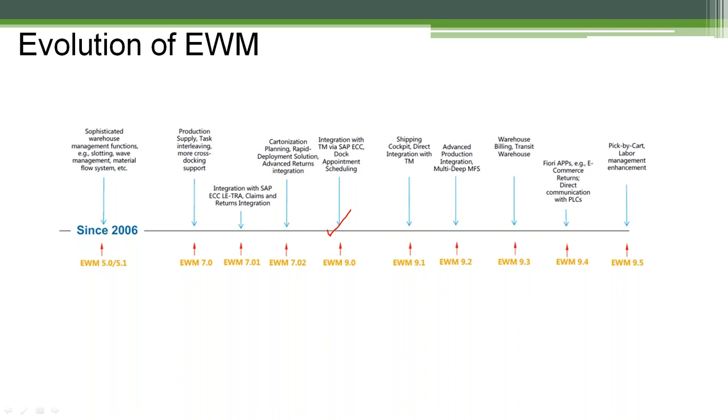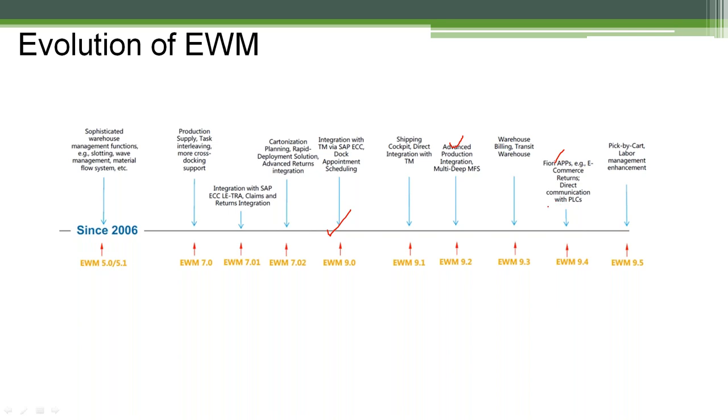SAP then gave us major changes in EWM, where it brought a functionality called advanced production integration, where supplying to production and receiving from production was simplified, and a lot more possibilities were provided to supply the products more efficiently to a production area. Then there were Fiori apps. You can see Fiori apps were built in 9.4.